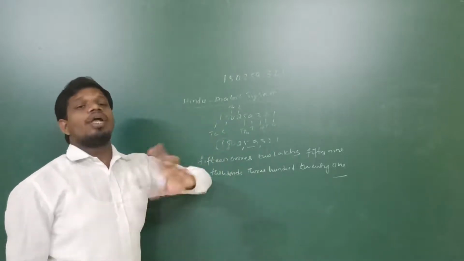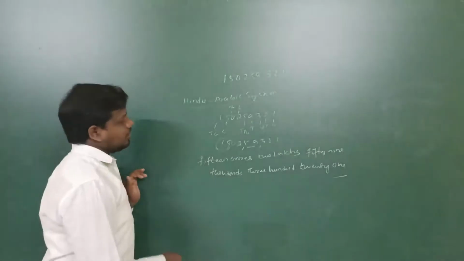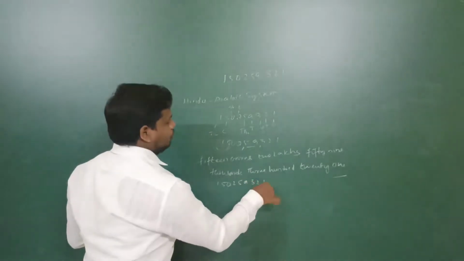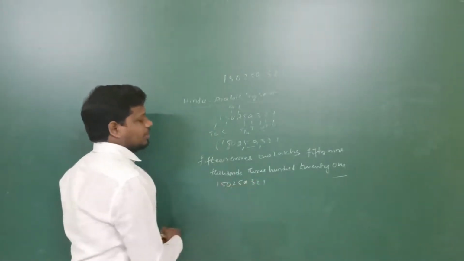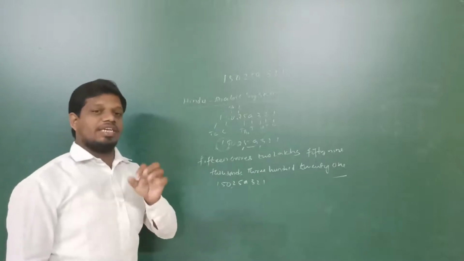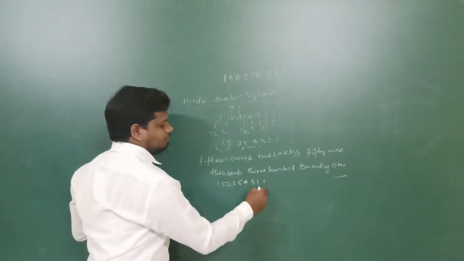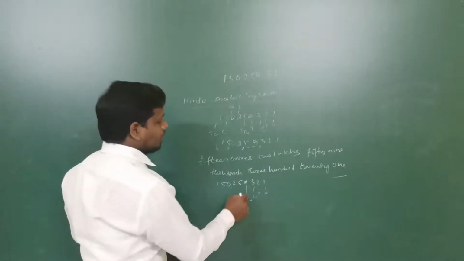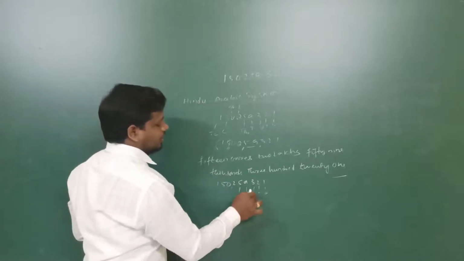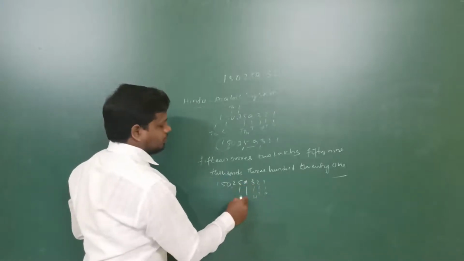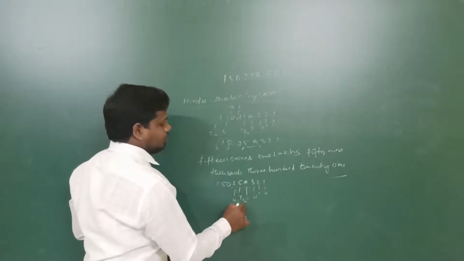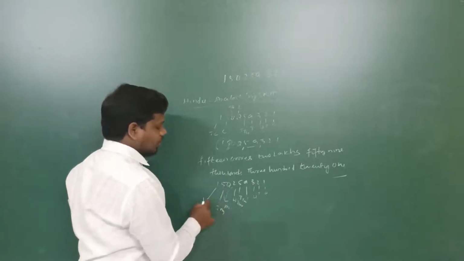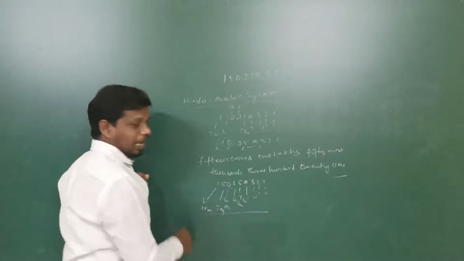The same number, how can we express it in terms of the international system, or British system? 150259321. Take 3 digits as one group. Here these are ones, tens, hundreds, then thousands, 10,000s, and 100,000s. Next one is million, 10 millions, and 100 millions. So like that we have to express.